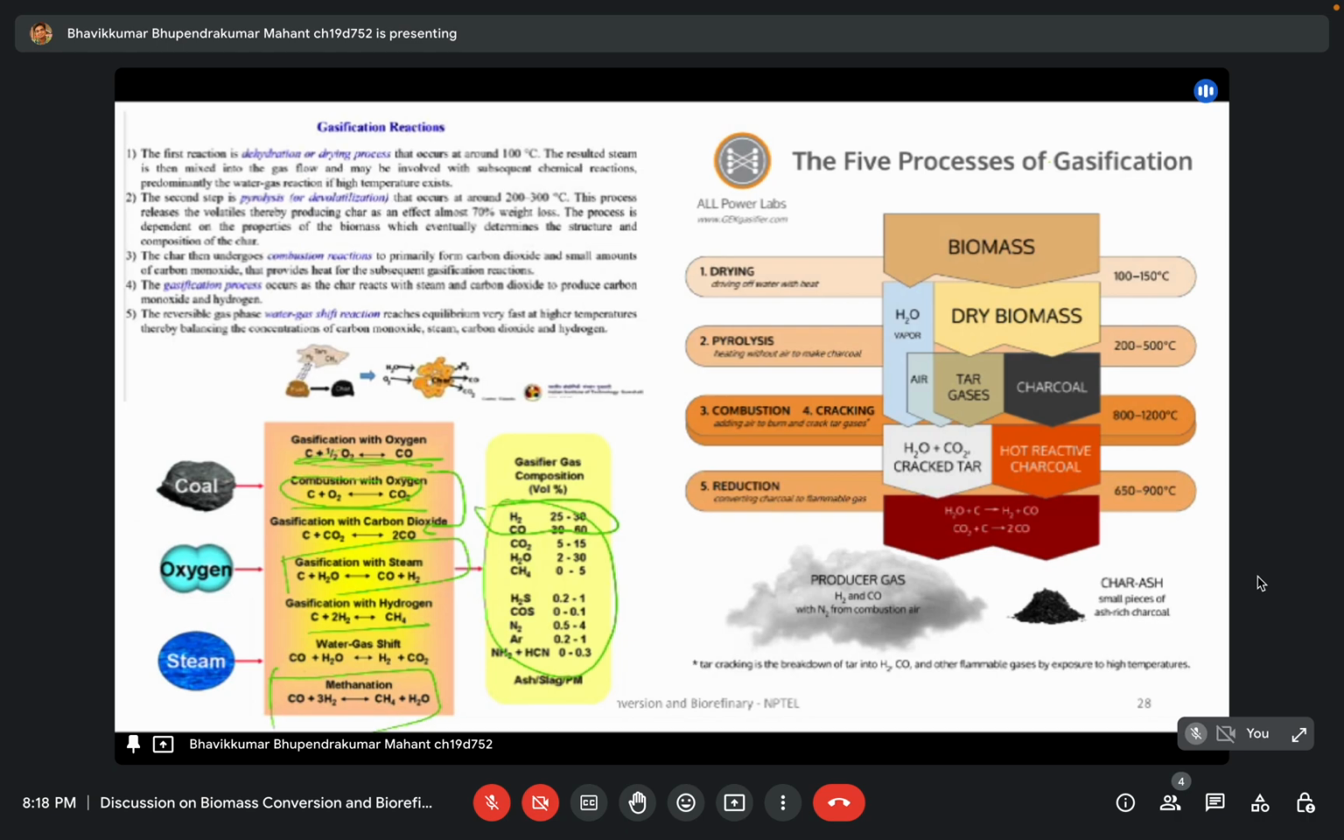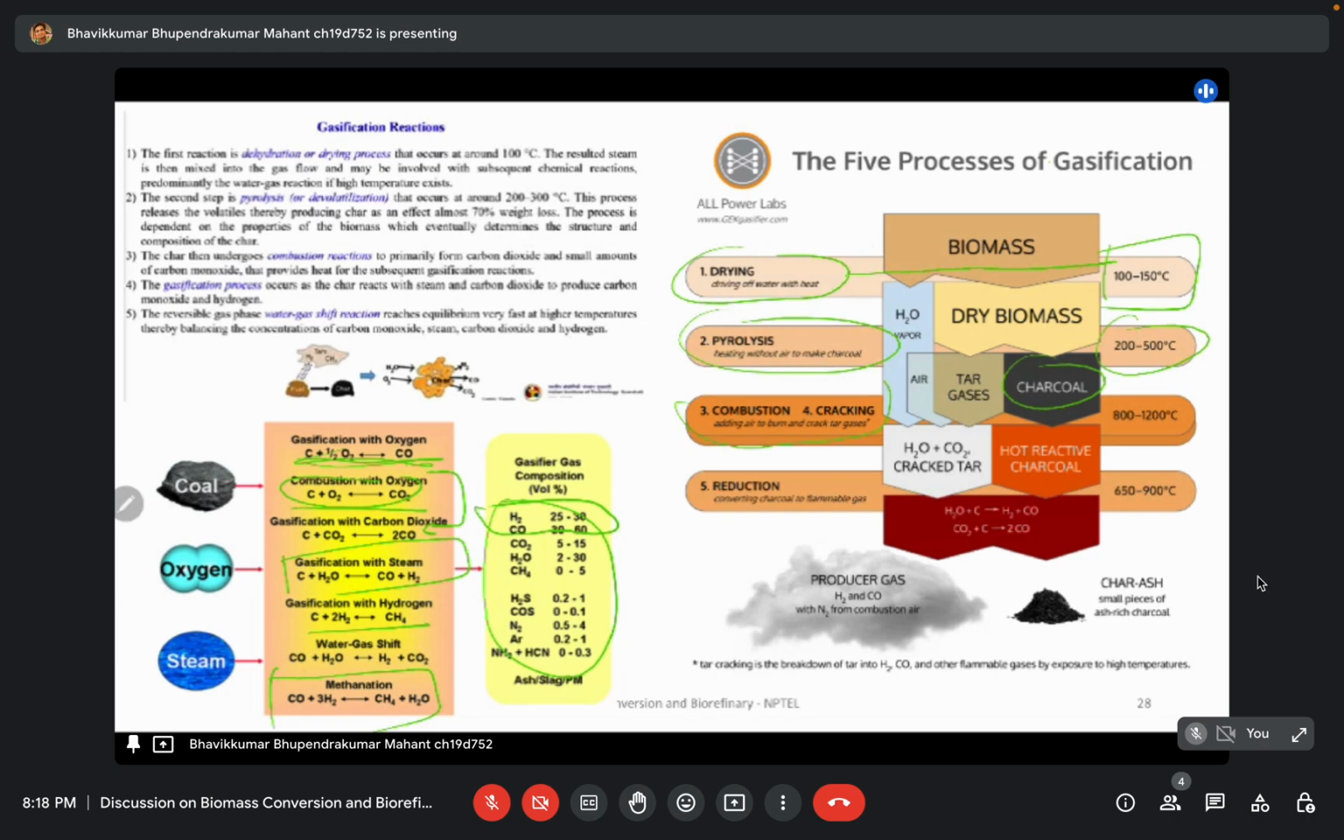So what are the temperatures? If biomass is there, it will first go through the drying process, where the water is driven off at 100 to 150 degrees centigrade. The second process is pyrolysis, done without the presence of air at 200 to 500 degrees centigrade. Then it is converted into char or charcoal, and you will get H2O, air and tar gases.